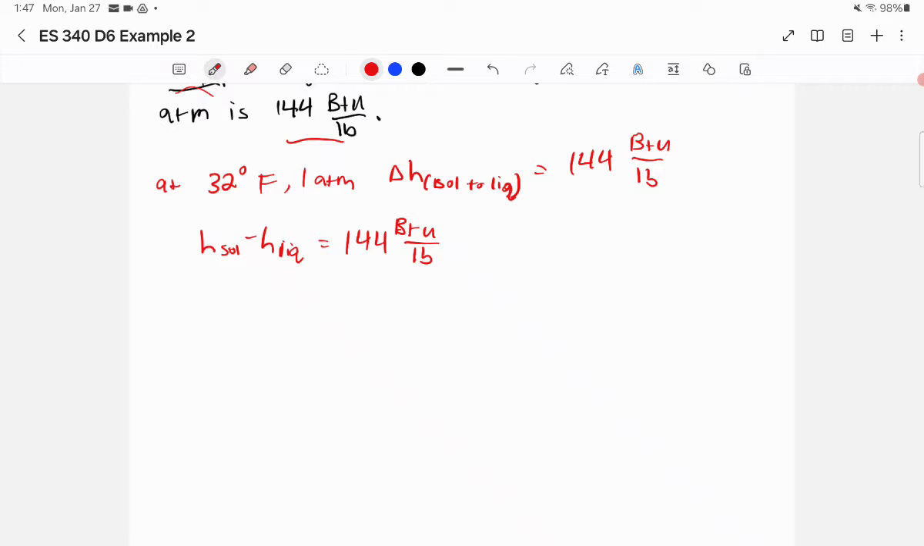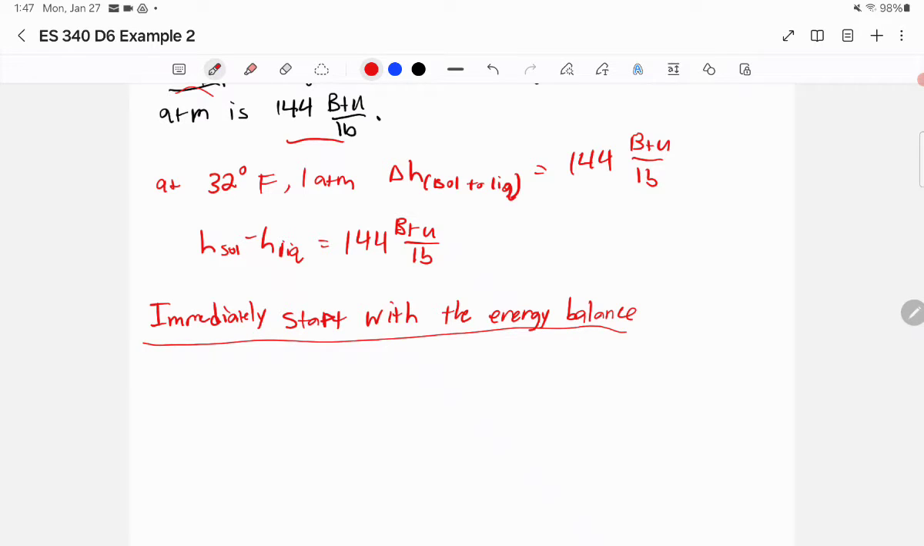So let's go immediately and start with the energy balance. In many problems we're going to be doing this. We're really going to jump right to the energy balance first, and then we'll work our way backwards to find the quantities that we're interested in. So we know that delta KE for the whole system plus delta PE plus delta U is equal to Q minus W.